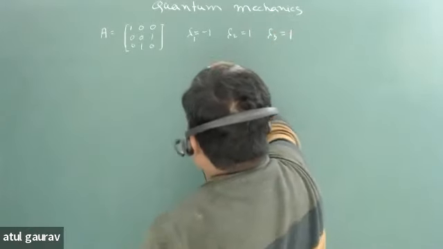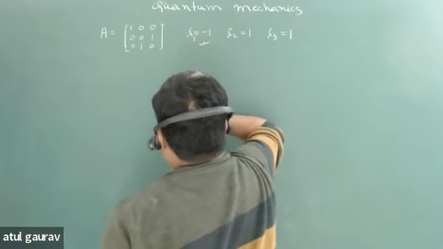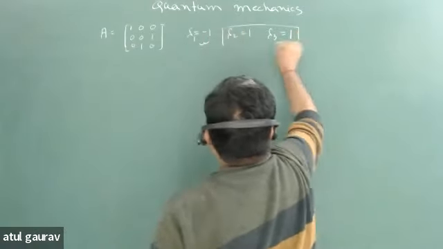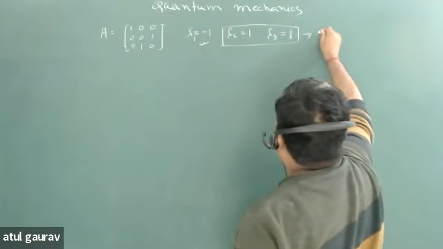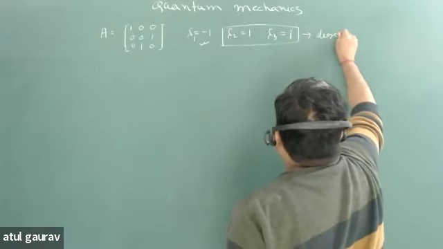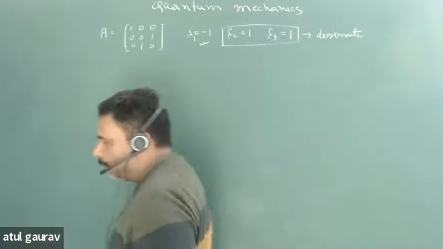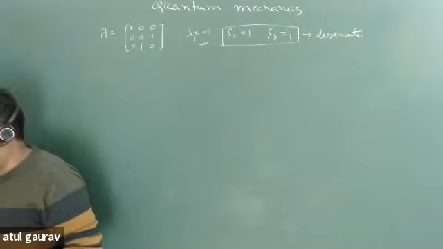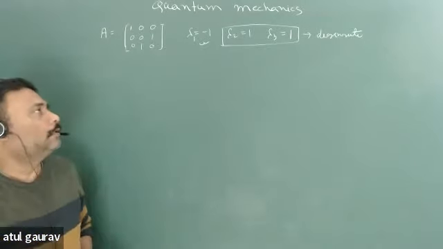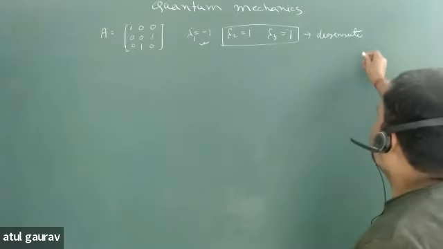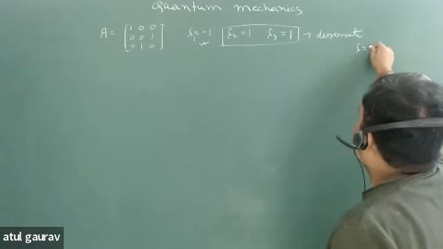You can say this is my non-degenerate eigenvalue, and these two are what? Degenerate eigenvalues. And we have already calculated the eigenvector that corresponds to lambda = -1. So what is the eigenvector corresponding to lambda = -1?